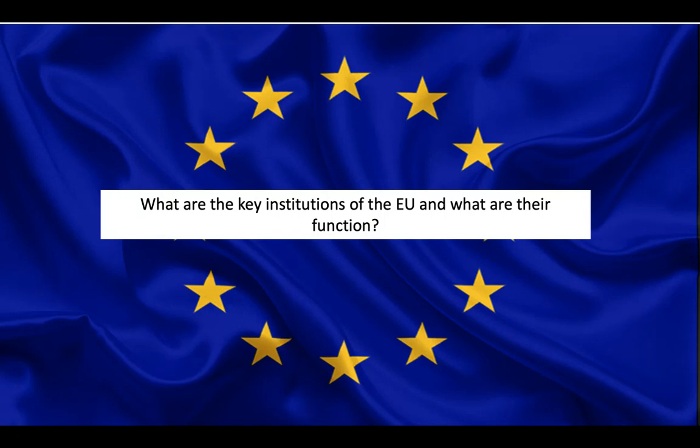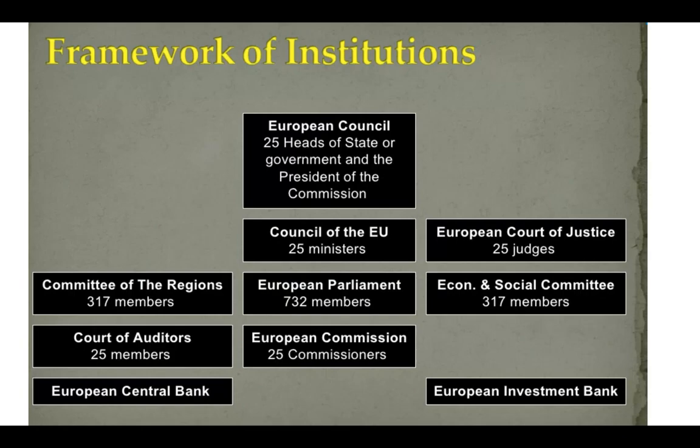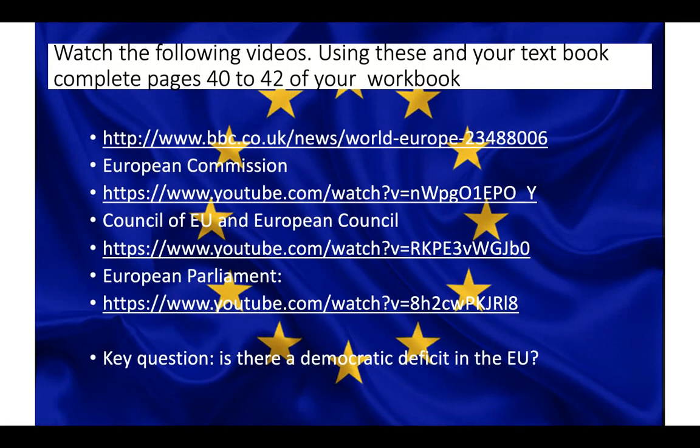So what are the key institutions of the EU? A nice little questionnaire, which you might want to try and do. An overview of the institutions and how decisions are made, and some nice videos feeding into that. So watch these little short videos and make notes about the institutions on pages 40 to 42 of your workbook.